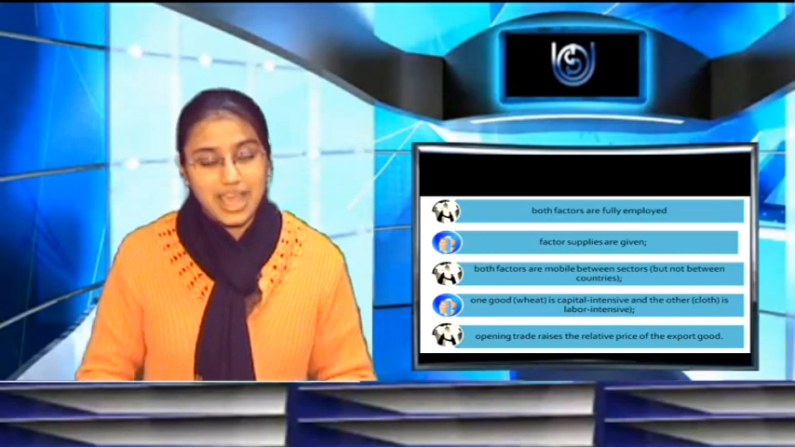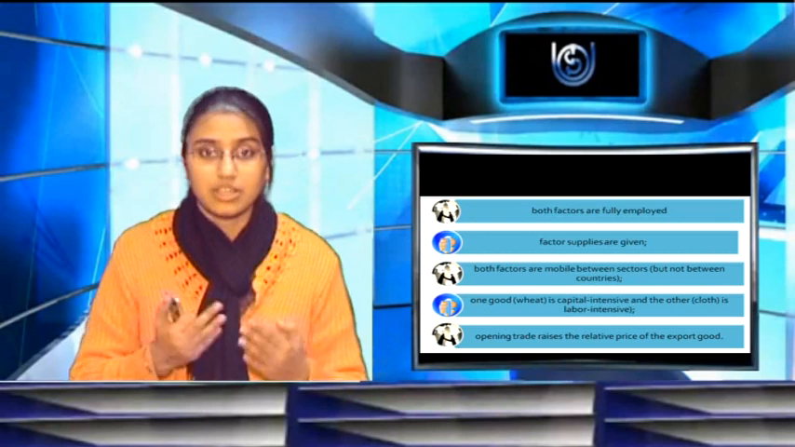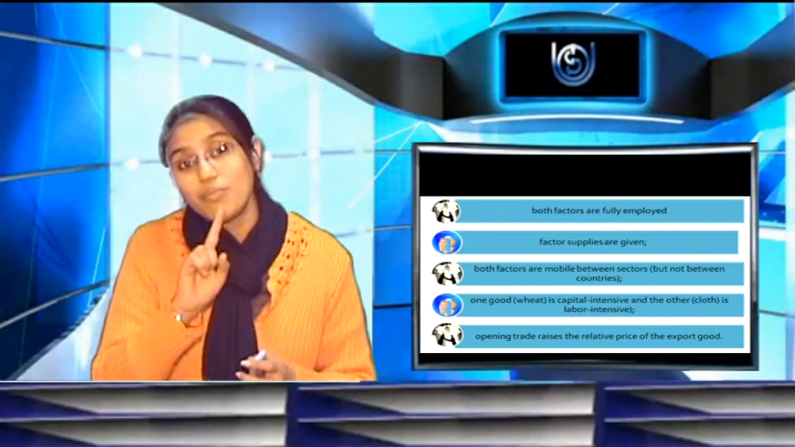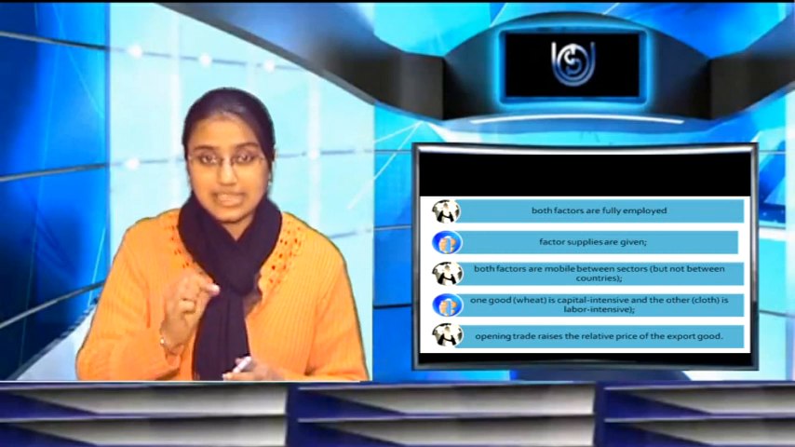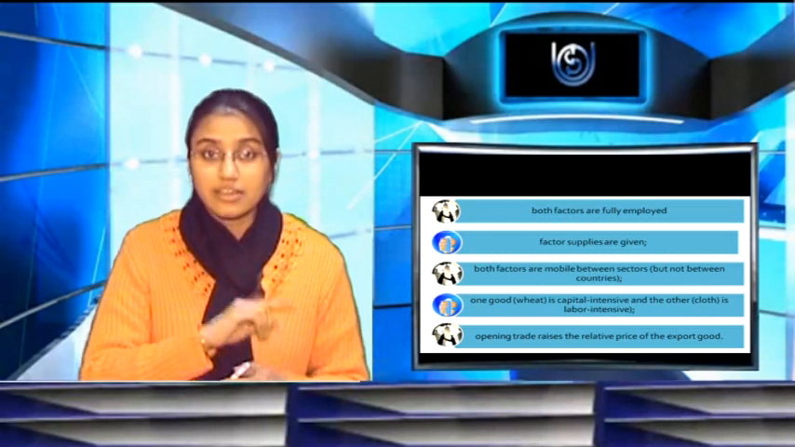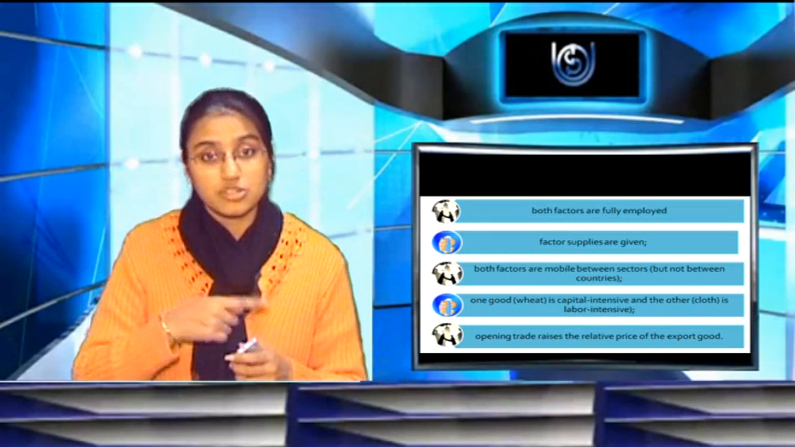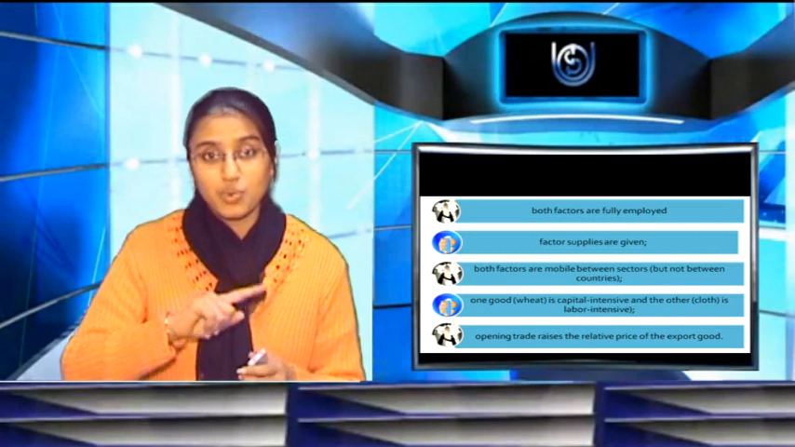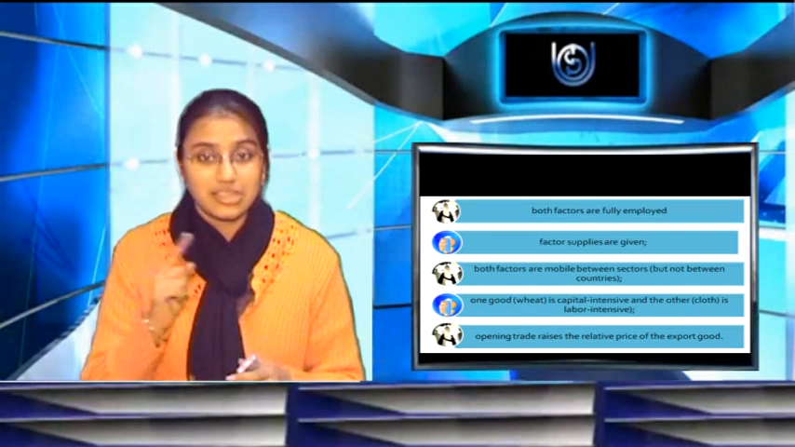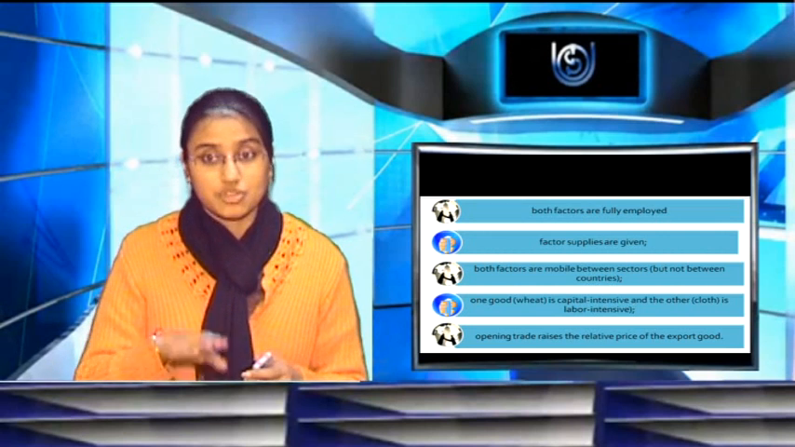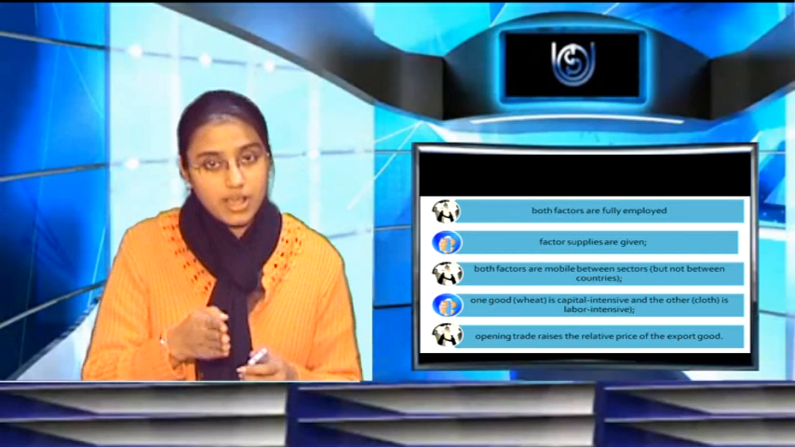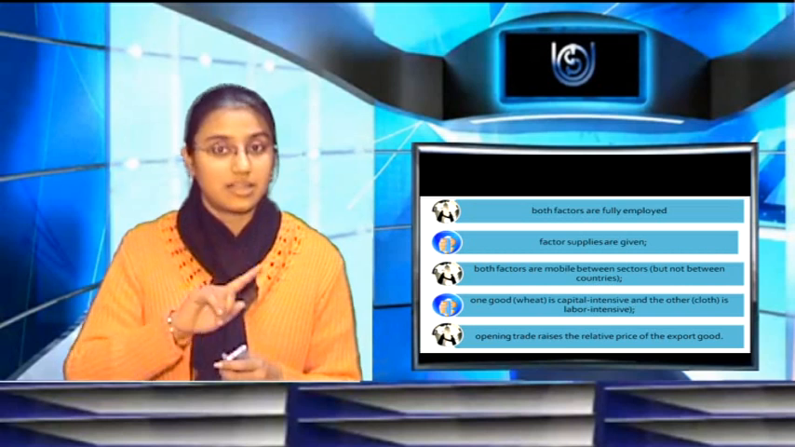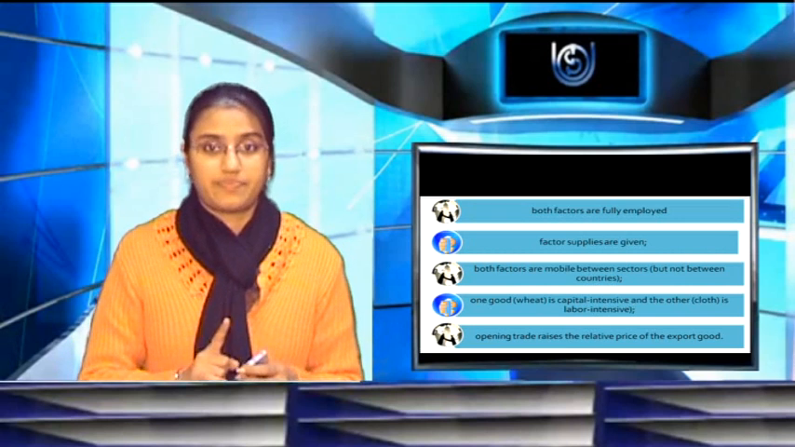There are supplies, and there is an effect of supplies on those particular factors. Both the factors are mobile between the sectors, as stated in the previous assumption that factor supplies are given. There is a possibility of supplies of factors, but within the country, not with the other country. So that comes into the next assumption: both the factors are mobile between the sectors, that is industrial sectors, but not between the countries.